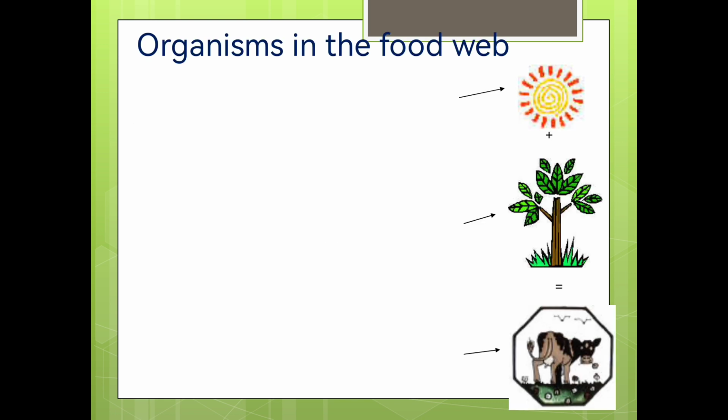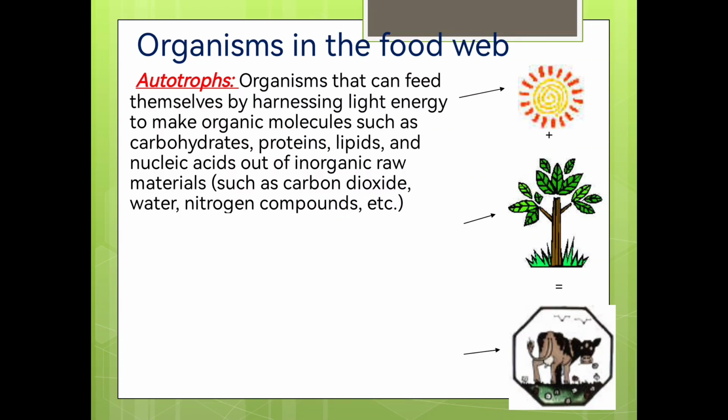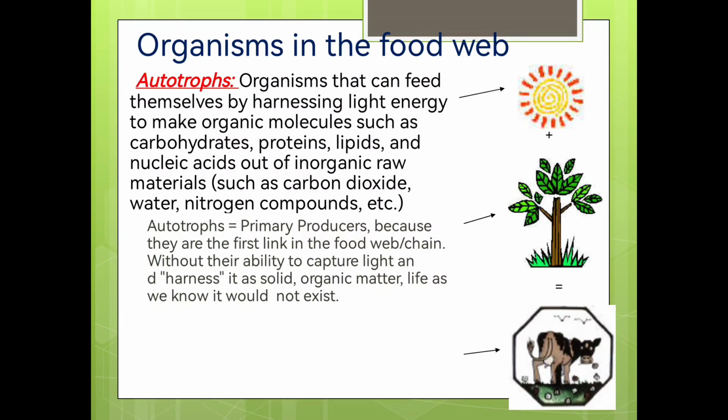So ito yung organisms in the food web. The autotrophs are organisms that can feed themselves by harnessing light energy from photosynthesis to make organic molecules such as carbohydrates, proteins, lipids, and nucleic acids out of inorganic raw materials such as carbon dioxide, water, nitrogen compounds, and others. And they are the primary producers because in the food web, they are the first link in the food chain. Without their ability to capture light, organic matter and life as we know it would not exist. Kasi sila yung primary producers, sila yung primary involved in the food chain.